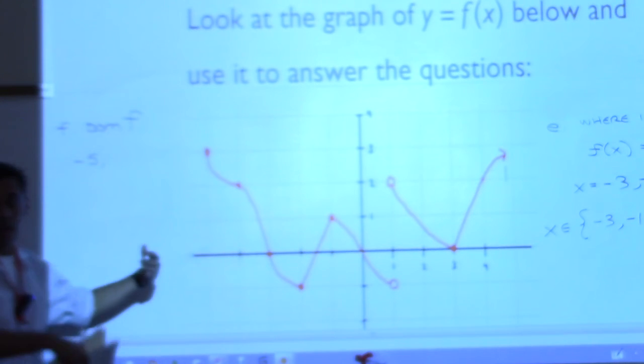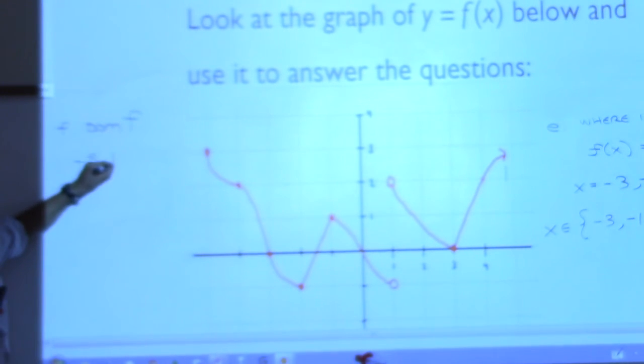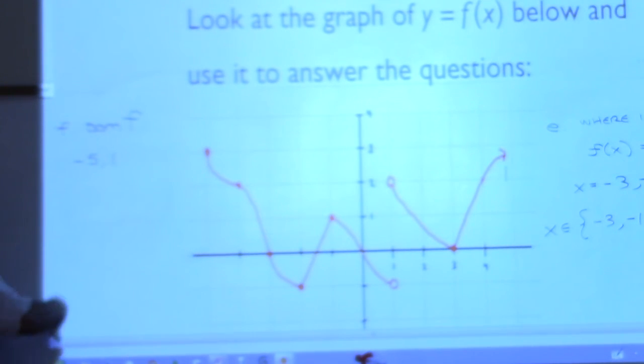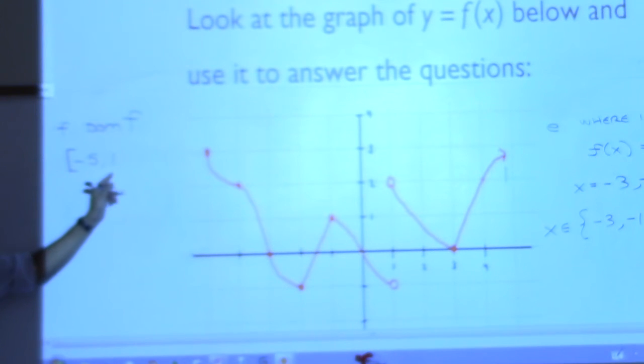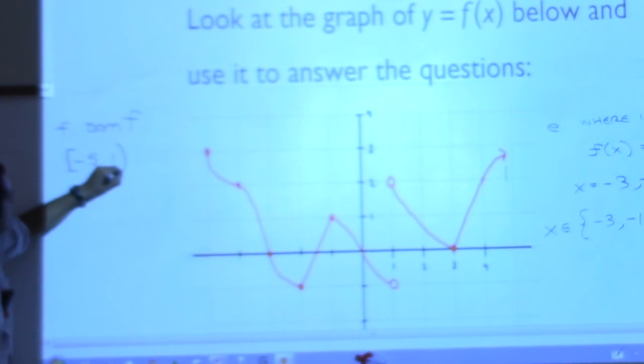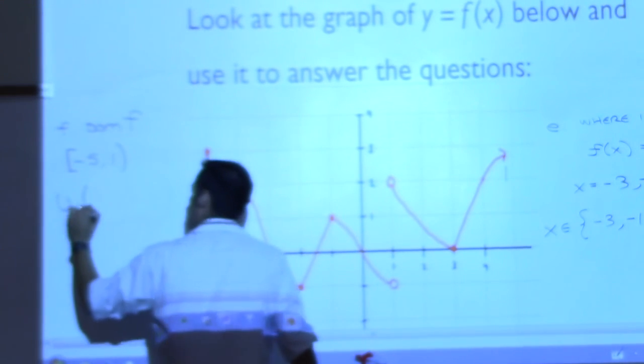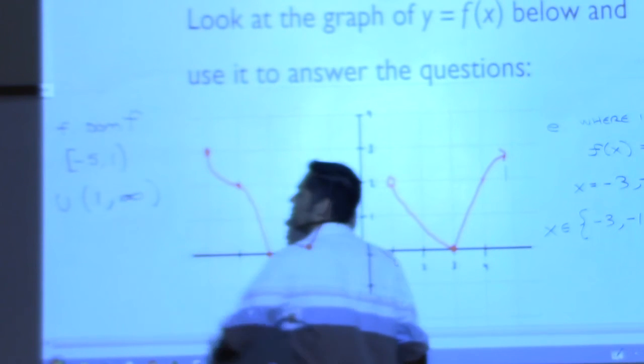What about, remember we had a little issue at 1, remember? Right, so we need to stop there. And we need to say from -5 to 1, we've got function. Do you have function at -5? Yes, so I need to put a bracket. Do we have function at 1? No. Now, continue. And then 1 to infinity. Union, 1 to infinity. That's your domain.